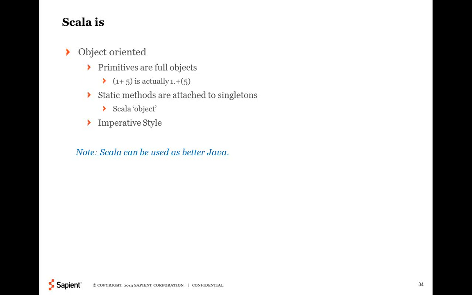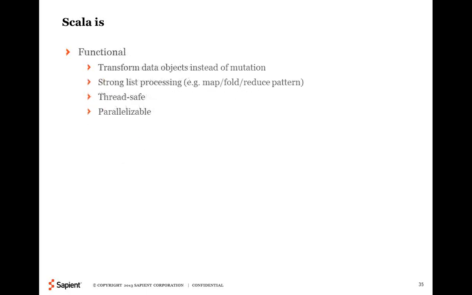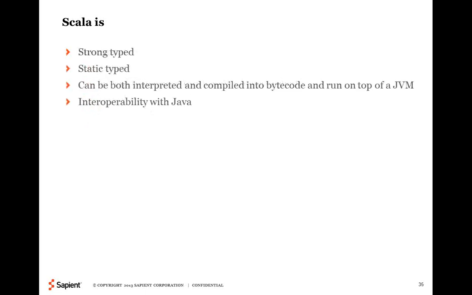This is my statement actually. You might not find it somewhere else. Scala is functional because it transforms data objects instead of mutations. Strong list processing via map, filter, reduce pattern. It's thread safe. It's parallelizable. It's strongly typed. It's statically typed. Can be both interpreted and compiled into bytecode on runtime.